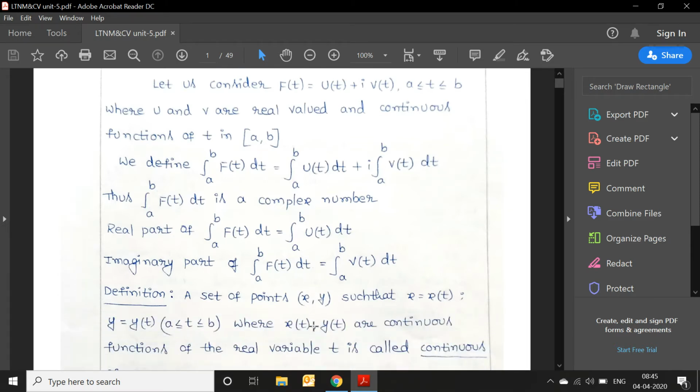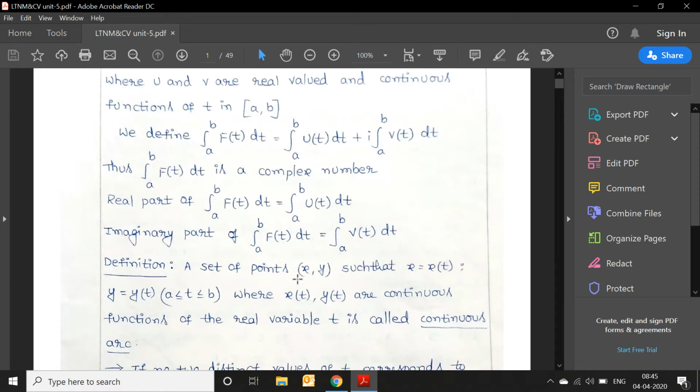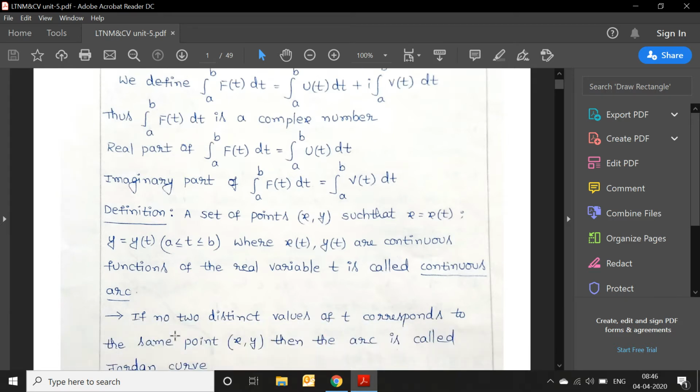Now going to the definition for the continuous arc. A set of points (x, y) such that x = x(t), y = y(t), where t is in the closed interval [a, b], where x(t), y(t) are continuous functions of a real variable t. All of you know the definition for the continuous function: limit z tends to z0, f(z) = f(z0), then f(z) is continuous at z = z0. The same is applicable for x(t), y(t). Then these two functions, continuous in the real variable t, form a continuous arc.